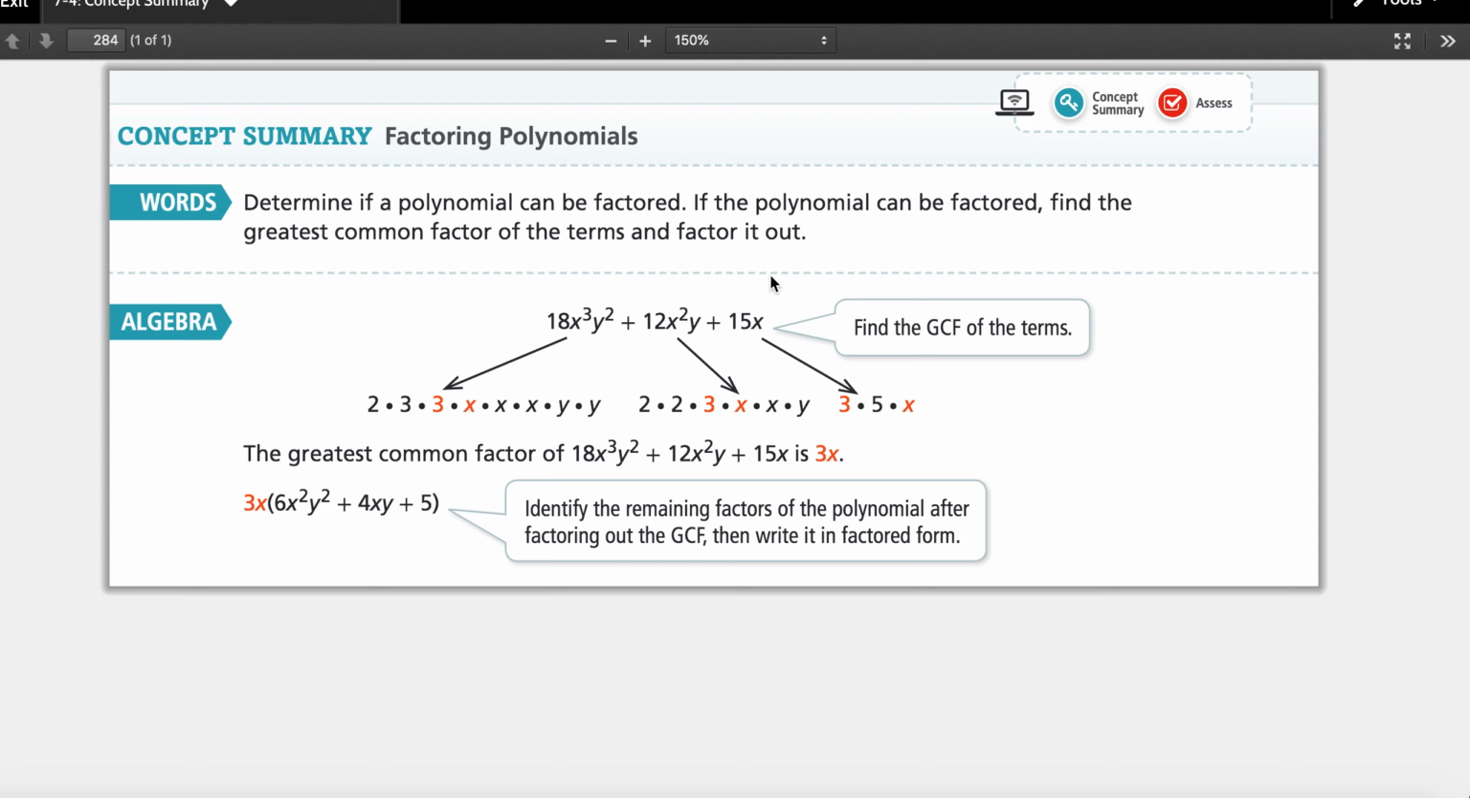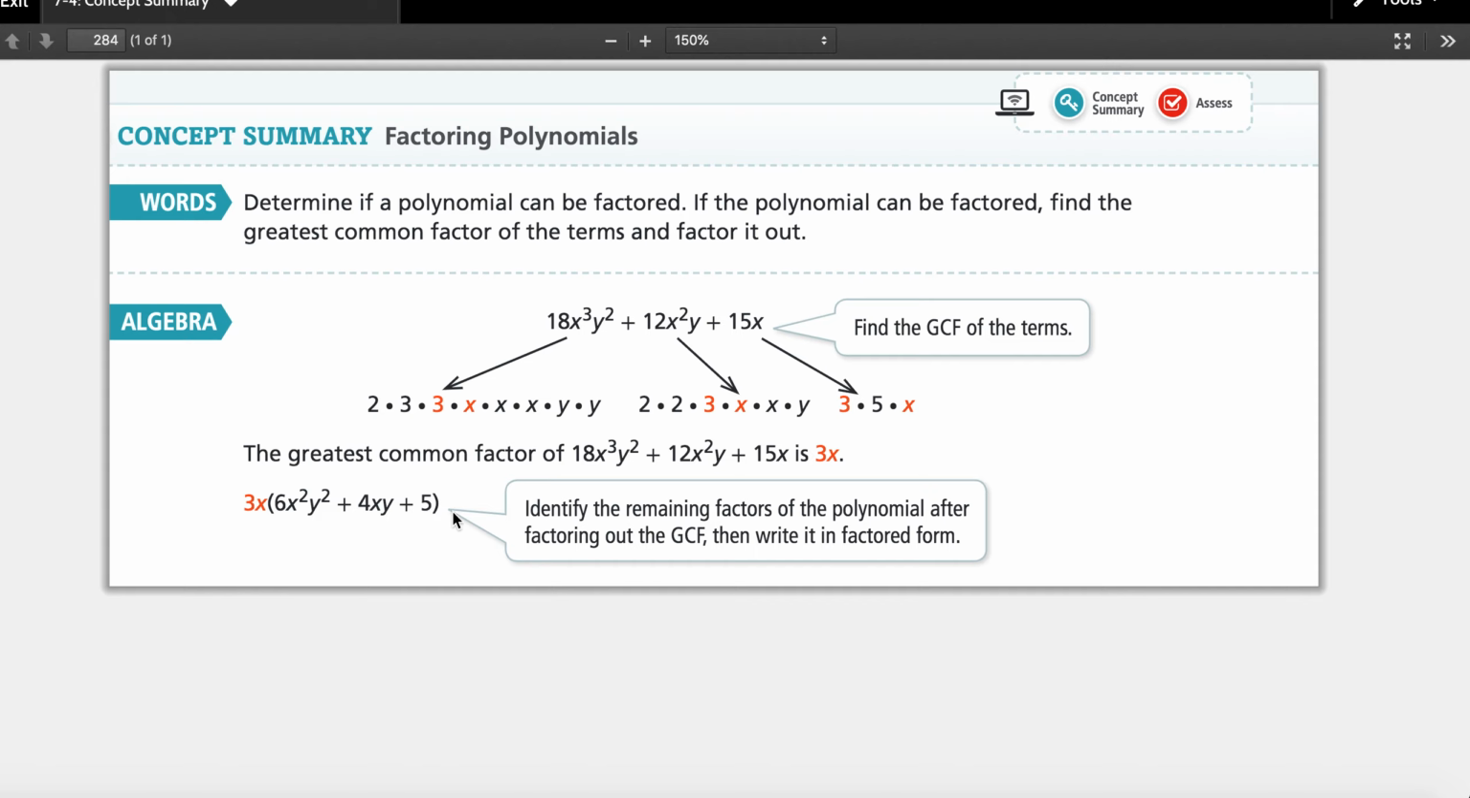In algebra, we are given an example, which is 18x to the third power times y to the second power plus 12x to the second power times y plus 15x. Now we find the GCF of the terms as we did in the examples from the lesson. So we break down the coefficients. 18 is 2 times 3 times 3, and x to the third power is x times x times x, and y to the second power is y times y. And we break down the next coefficient as 2 times 2 times 3, and x to the second power is x times x, and times y, the last variable. And the last coefficient is 15, which is 3 times 5, and we bring down x. So the greatest common factor of 18x to the third power times y to the second power plus 12x squared times y plus 15x is 3x.